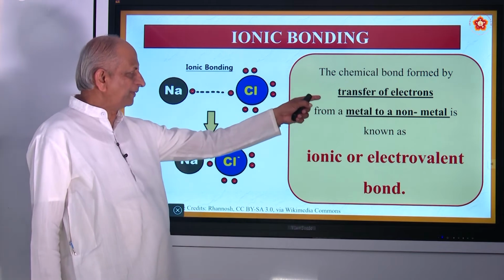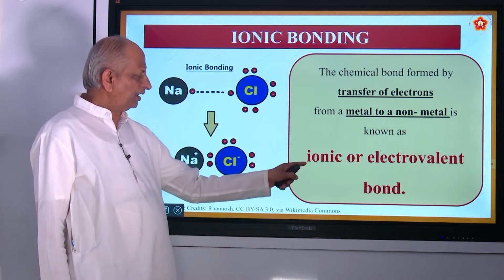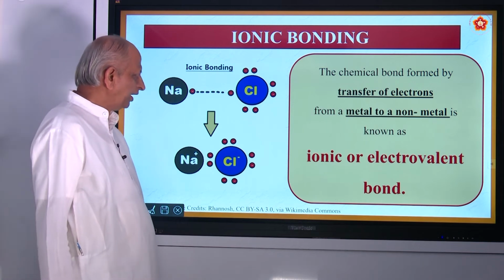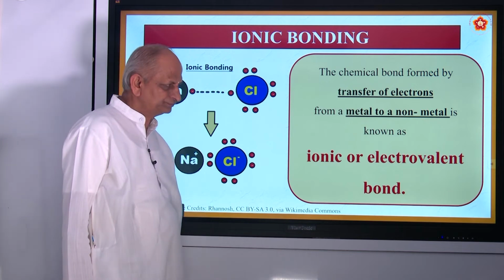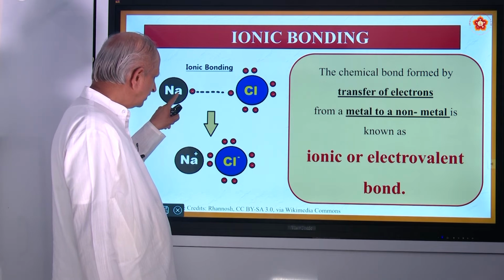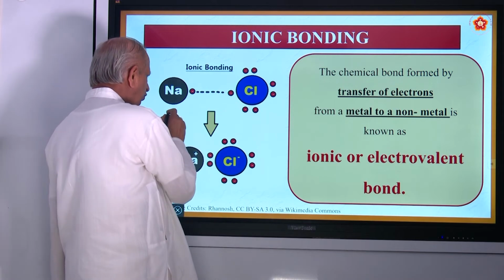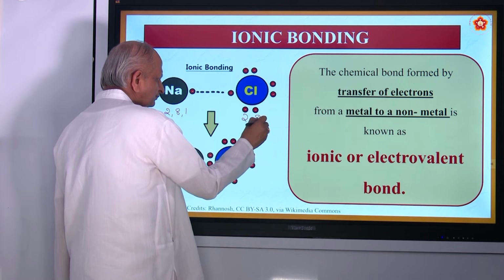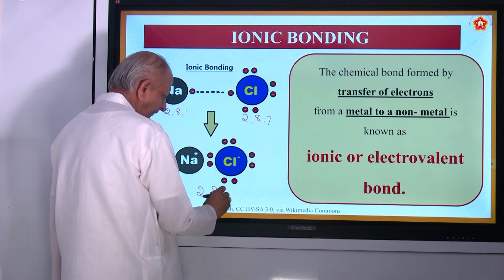The chemical bond formed by transfer of electrons from a metal to a non-metal is known as an ionic or electrovalent bond. Why is it called ionic? Because the reaction is between 2 ions. And one important point you must note. Here the configuration of sodium is 2,8,1 and chlorine is 2,8,7. When sodium combines with chlorine, what happens? It becomes sodium chloride and becomes stable.